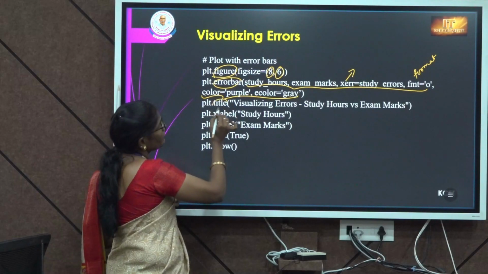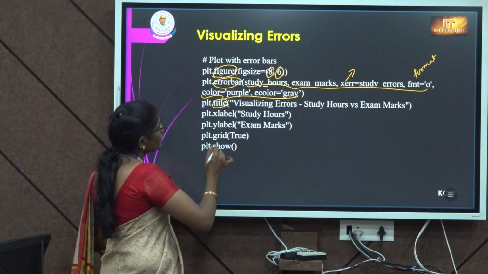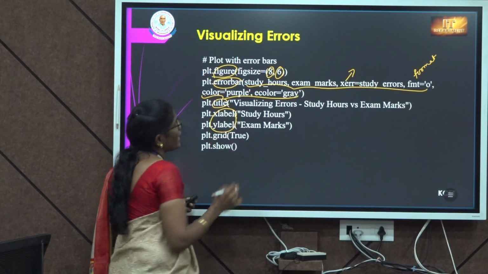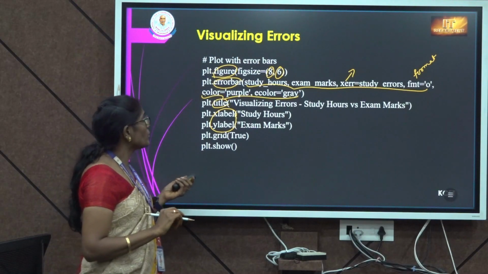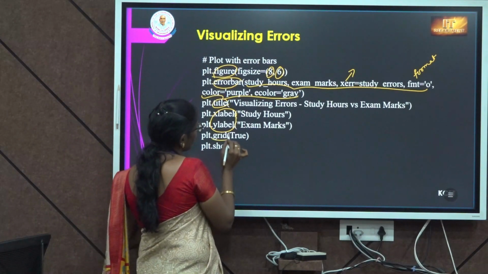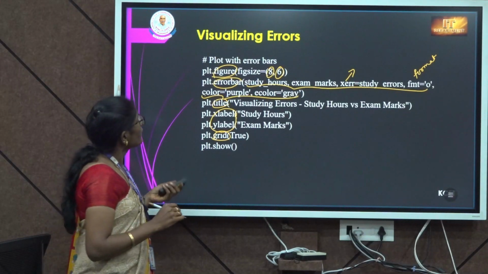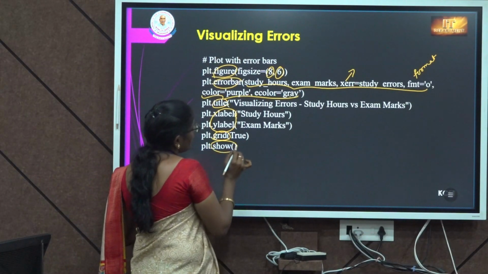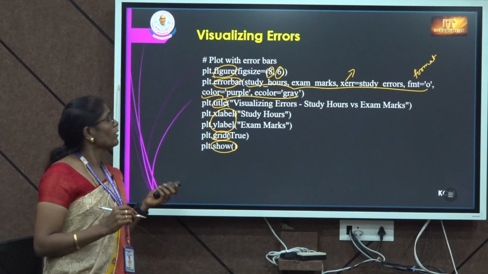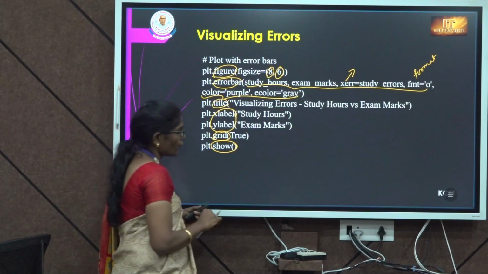Using this title function, we can add a title to the graph, and using xlabel and ylabel, we can add a label to the x and y axis. Using this grid, we can add a grid to the graph. Using this grid, we can read the data from the graph. Finally, the graph will be displayed on the screen using this show function.